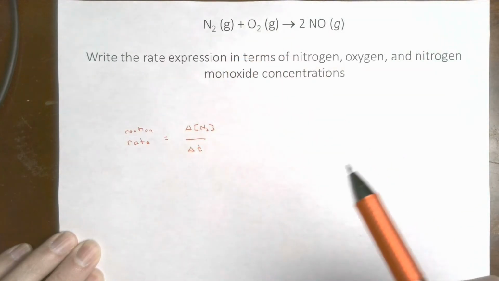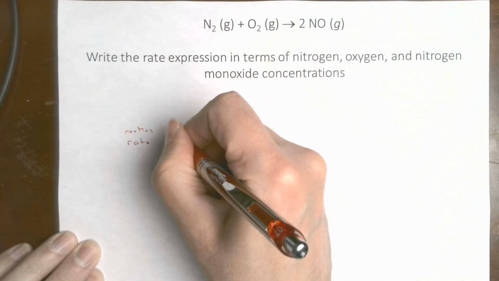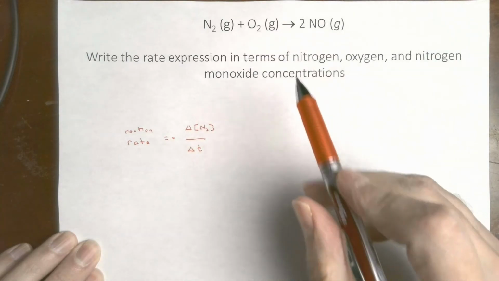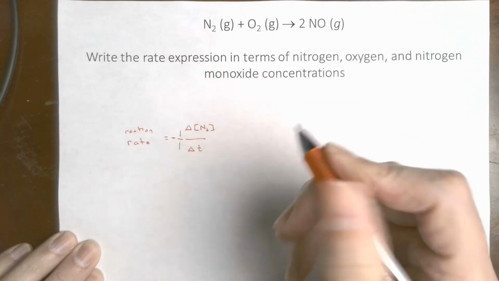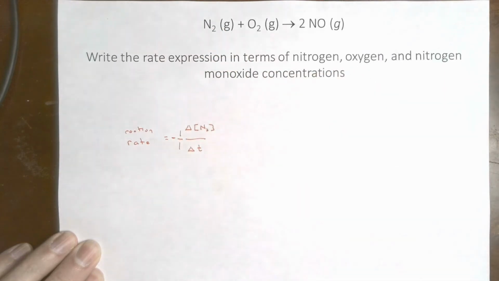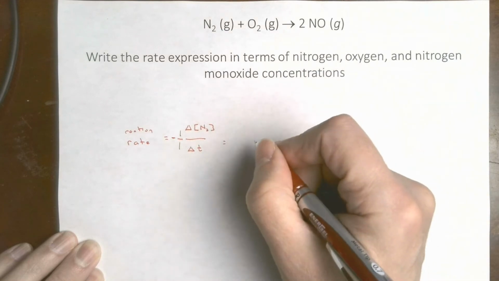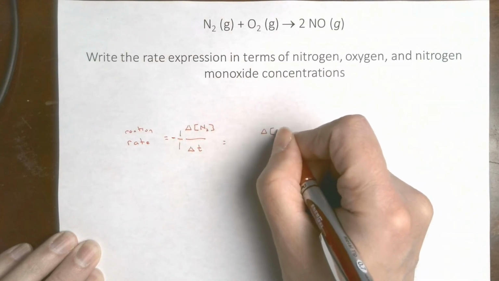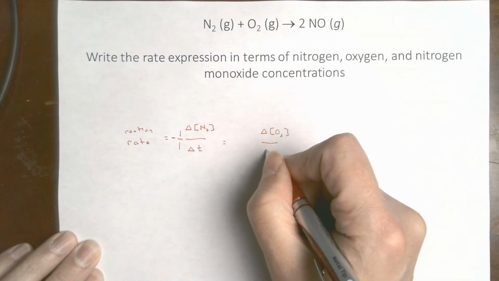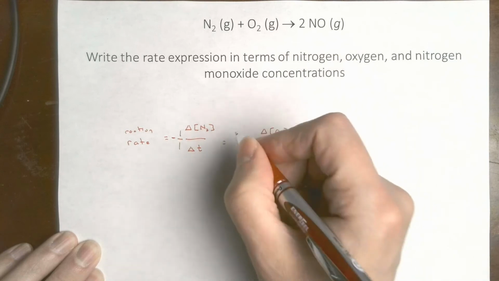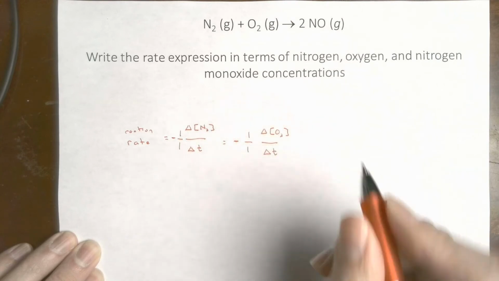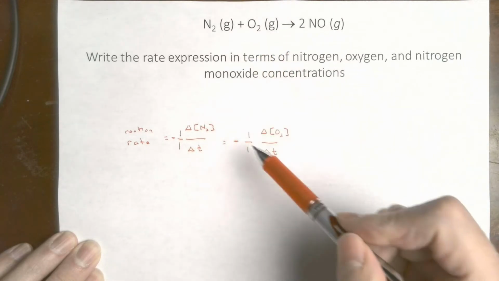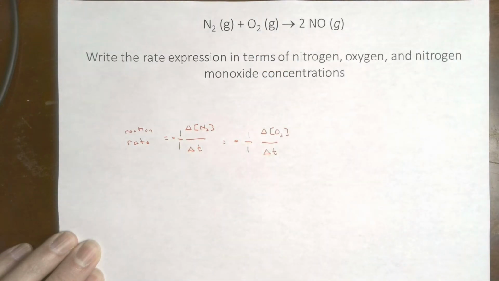Because it's a reactant and it's disappearing, it's going to have a negative sign. And remember, we have to take into account the stoichiometric ratio. So we're going to multiply by a fraction of 1 over 1, 1 over whatever the stoichiometric coefficient would be. For oxygen, it's going to be similar. It's going to be the change in the concentration of oxygen over the change in time. It's going to be negative because it's a reactant and it's disappearing, and it's going to be multiplied by 1 over 1, where the denominator 1 comes from the balanced chemical equation.